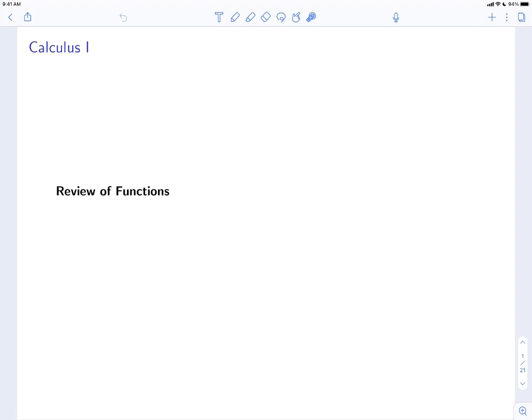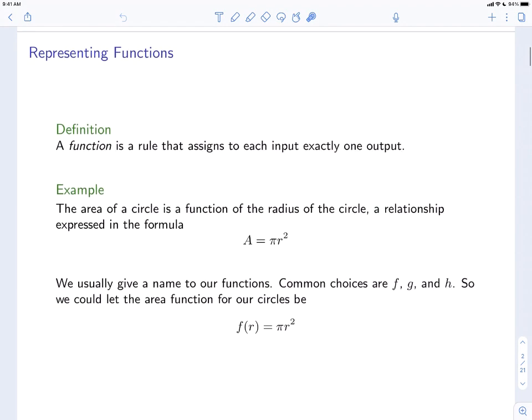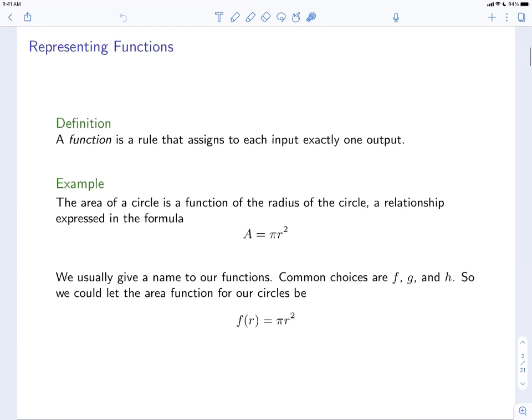In this video, we'll review the function concept and briefly look at some functions that we've already met before. A function is a rule that assigns to each input exactly one output. An example is given by the area of a circle. The area of a circle is a function of the radius of the circle, a relationship expressed in the formula A equals pi r squared, where A is the area and r is the radius of the circle.